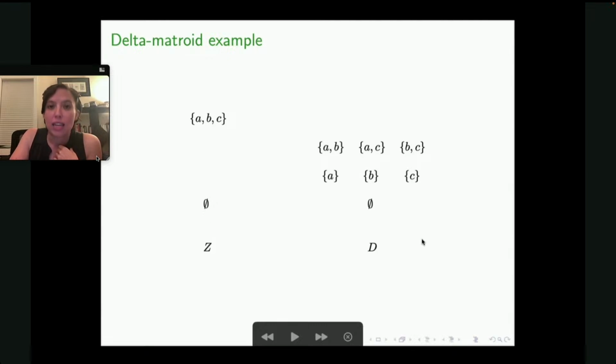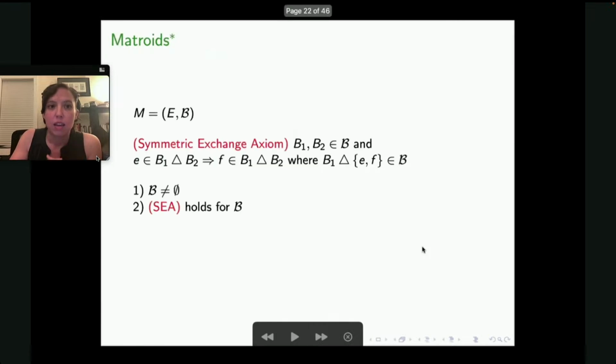D, on the other hand, is a delta matroid. And this is an example that we'll see again in a little bit. So matroids follow these same axioms, but something is missing. This is a copy of my slide about delta matroids, except I've changed the D to an M. M is a matroid if it is a ground set together with a collection of bases. The bases have to be non-empty. I mean, we have to have at least one basis, and the symmetric exchange axiom has to hold for the collection of bases. And I would like one more axiom.